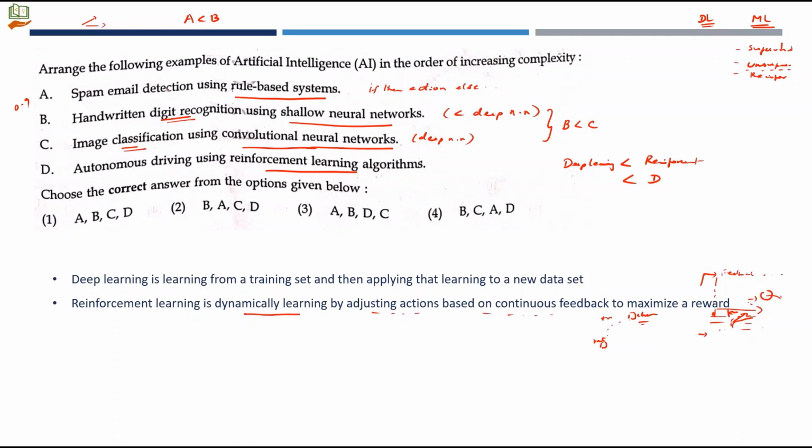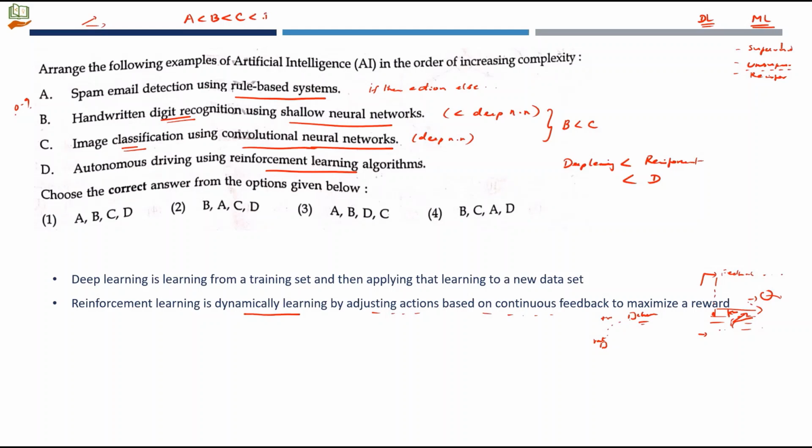In digit recognition, you have a set of numbers from 0 to 9 and you have to just recognize which number it is. But in image classification, you have to classify. These are tables, these are chairs, these are human beings. This is sky, this is wall, this is painting, this is cat, this is dog. You have to classify everything. Compared to digit recognition, classification of images will be complex. Autonomous driving. Think there is no driver in your car and the car has to travel. So like robotic driving. We can easily say D will be the most complex one.